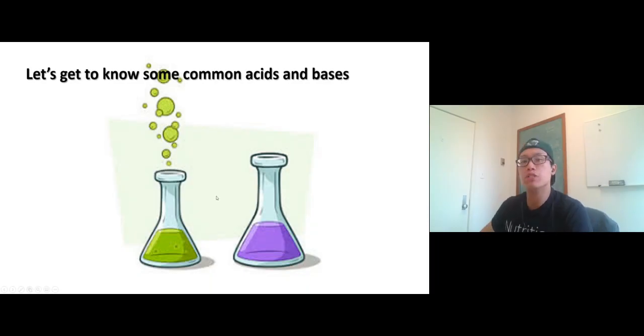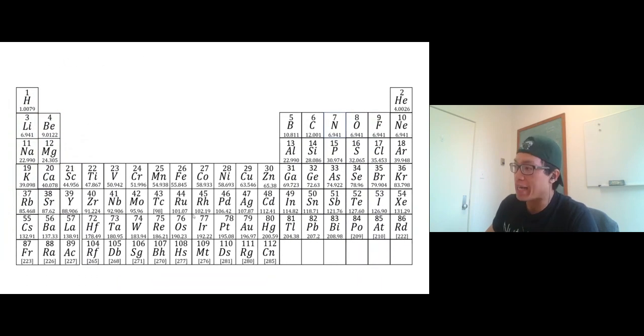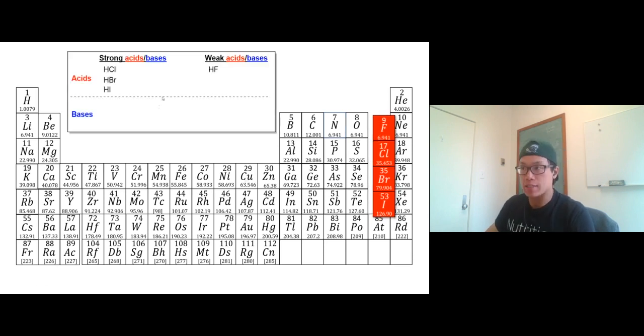All right, you guys going to sit back and relax and get to know some common acids and bases. Okay, so this is where you can find an acid. If you see group 7, proton of group 7. So we got all these acids, right? The strong acids are hydrochloric acid, bromic acid, and iodic acid. So down here, hydrofluoric acid is a weak acid.